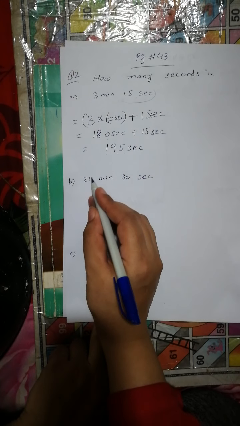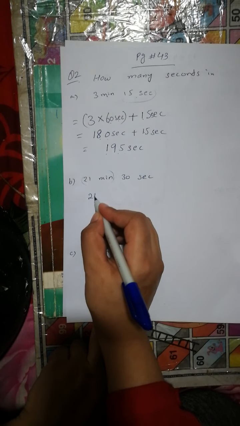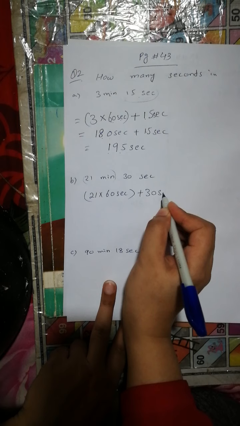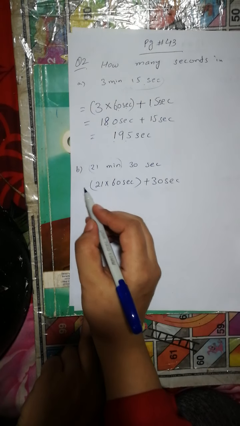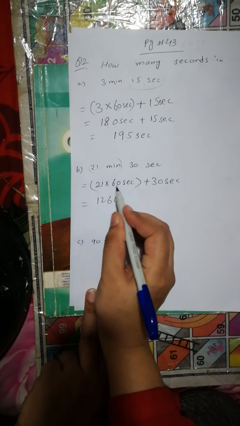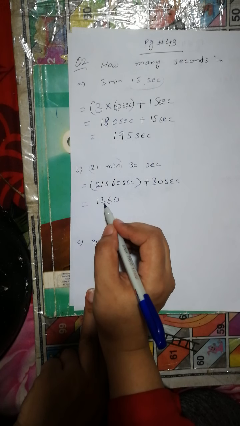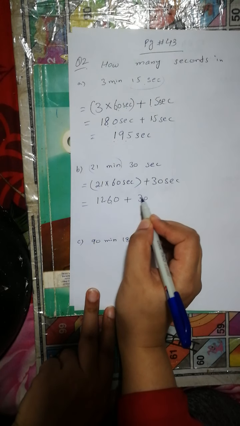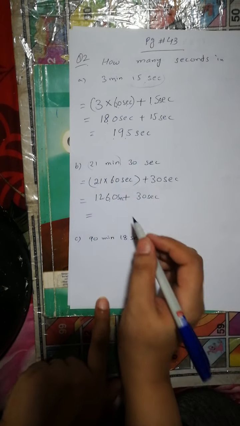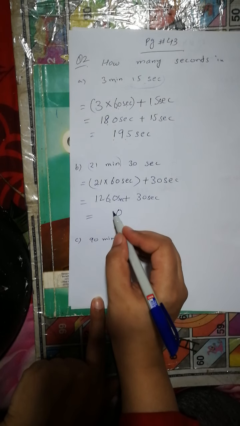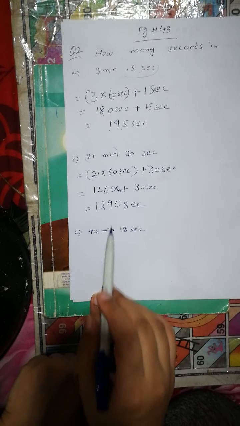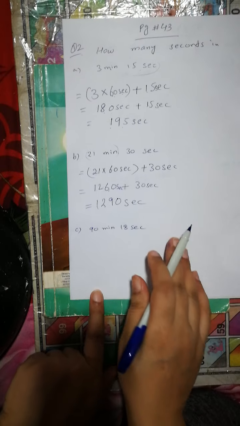B part is, this you have to change into seconds. 21 multiply by 60 seconds. And this is already in seconds, so as it is you will write it down. Plus, because total you have to tell, total seconds. 0, 6 once the 6, 6 to the 12. 21 multiply 60 is equal to 1260 plus 30, both are in seconds, so you can add. For adding and subtracting, unit must be same, okay? So 0 plus 0, 0, 6 plus 3, 9, and 2, 1. 21 minute 30 seconds are equal to 1290 seconds.